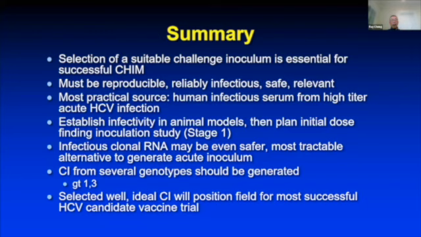We should establish infectivity in animal models and then plan initial dose finding inoculation studies, the stage 1 study I just described. Infectious clonal RNA may be an even safer and more tractable alternative to generate an acute inoculum. And we should strive for several genotypes, and I would make the case that genotypes 1 and 3 may be the most attractive among those.